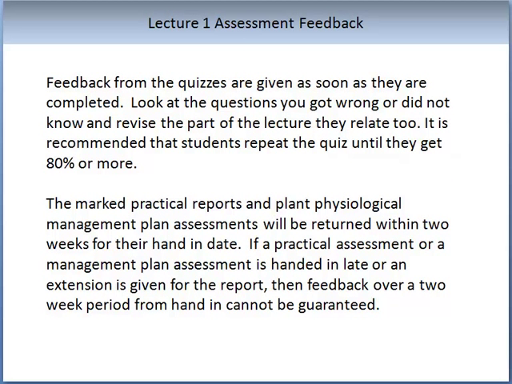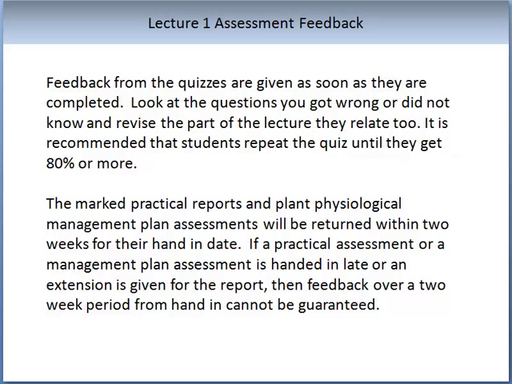While the quizzes are not assessed, we do feel that they are a very important part to students being able to test and examine how much they know in this subject. Feedback for the quizzes is instantaneous. That is, as soon as you complete the quiz, you will get the feedback. Look at the questions. Look at what you get wrong and what you get right. If you get a number of questions wrong, go back and revise that part of the lecture. It is recommended that students repeat the quiz until they have obtained 80% or more.